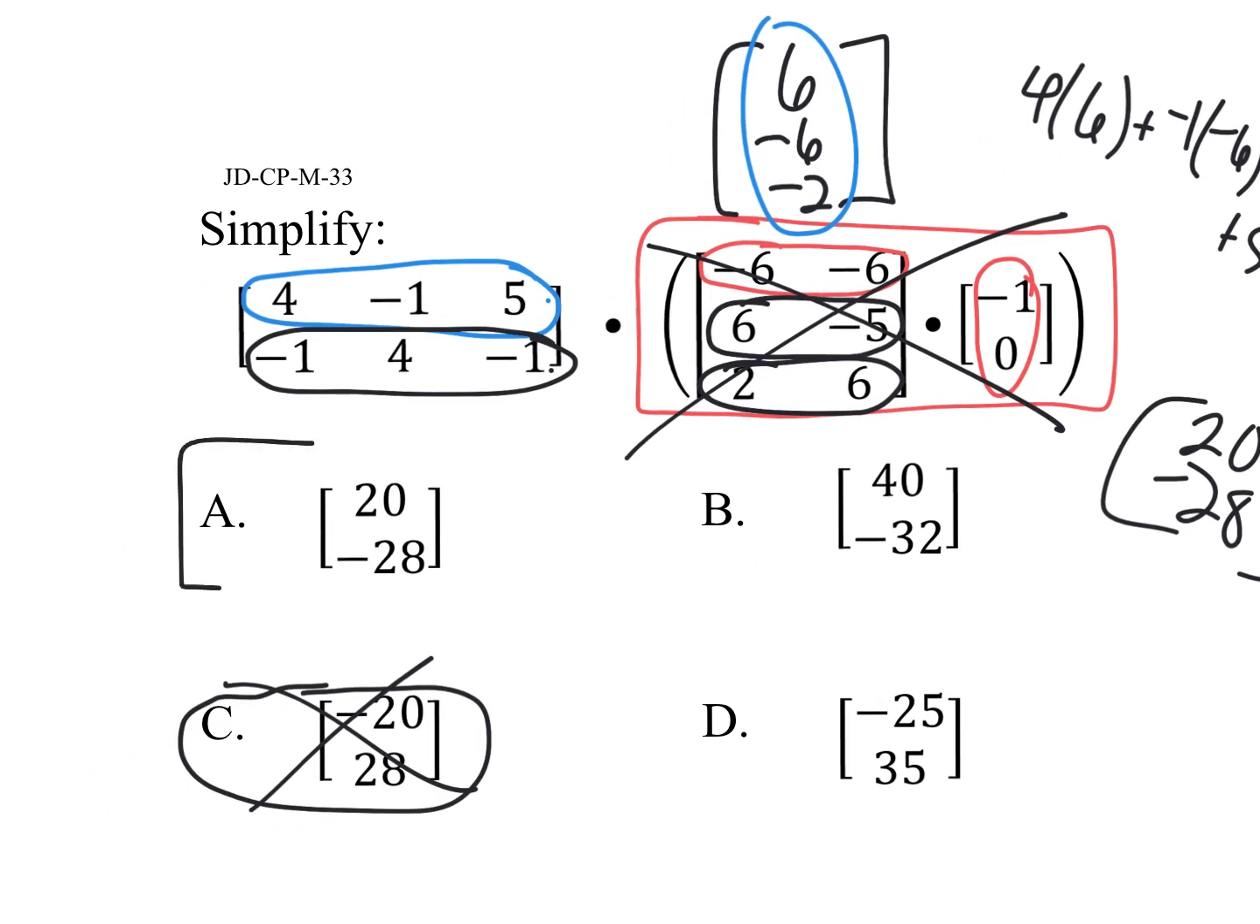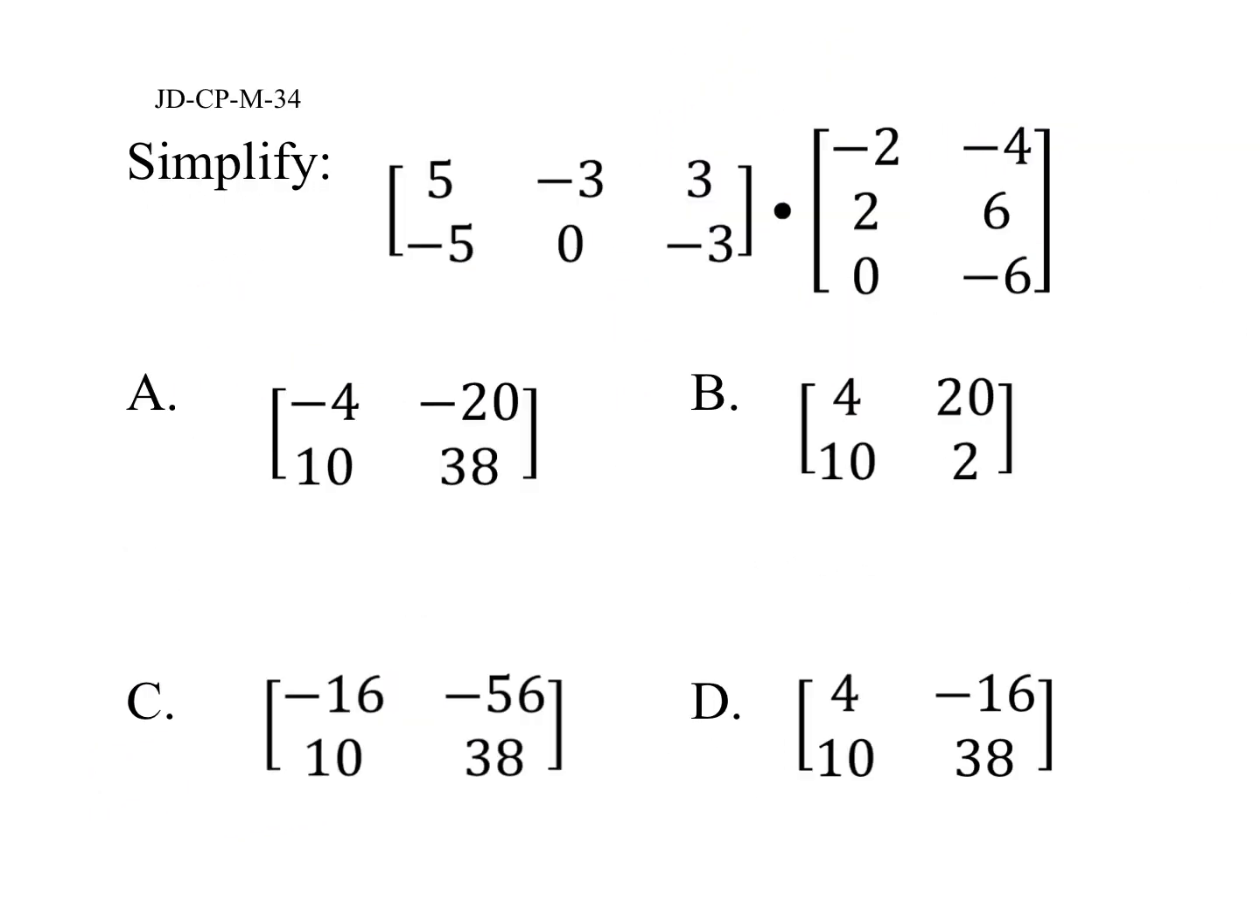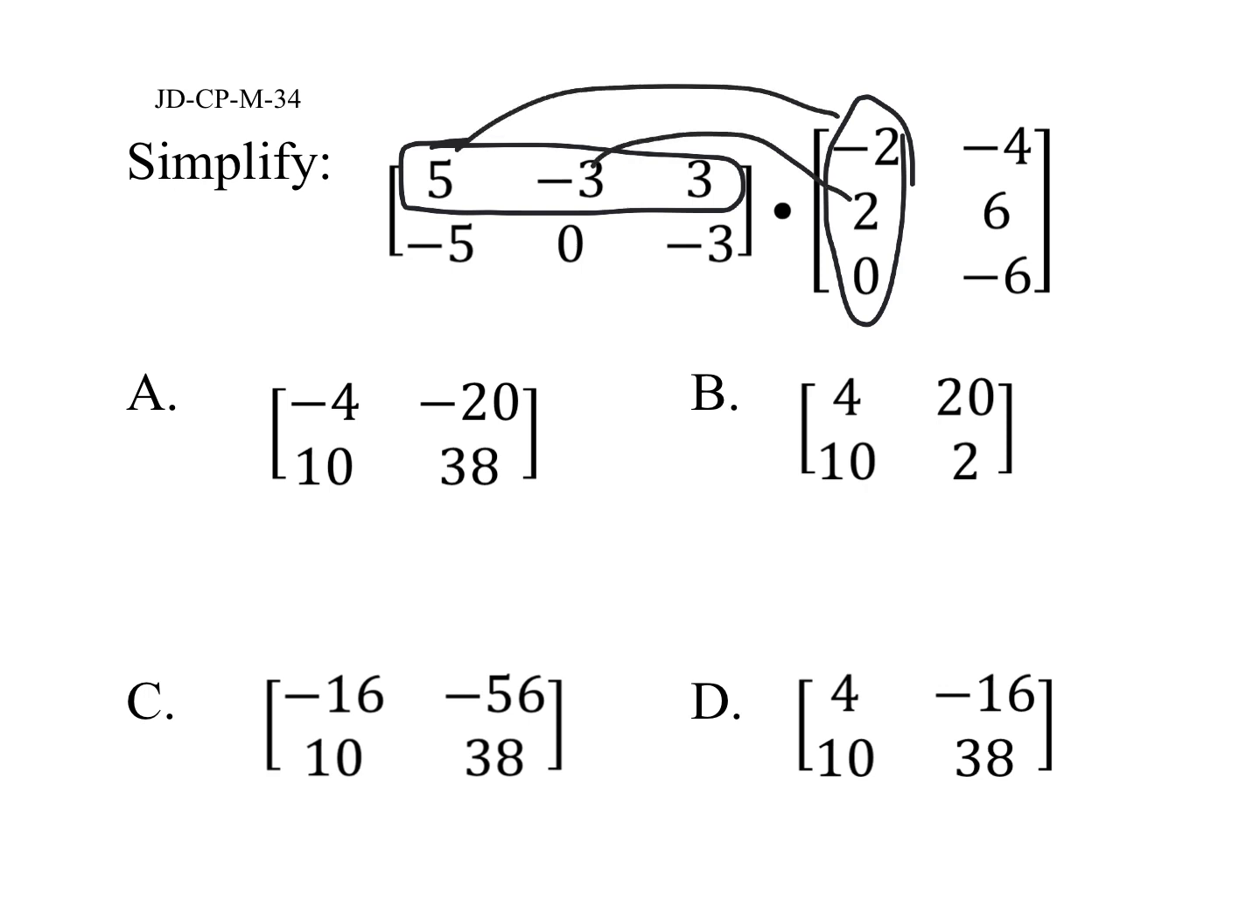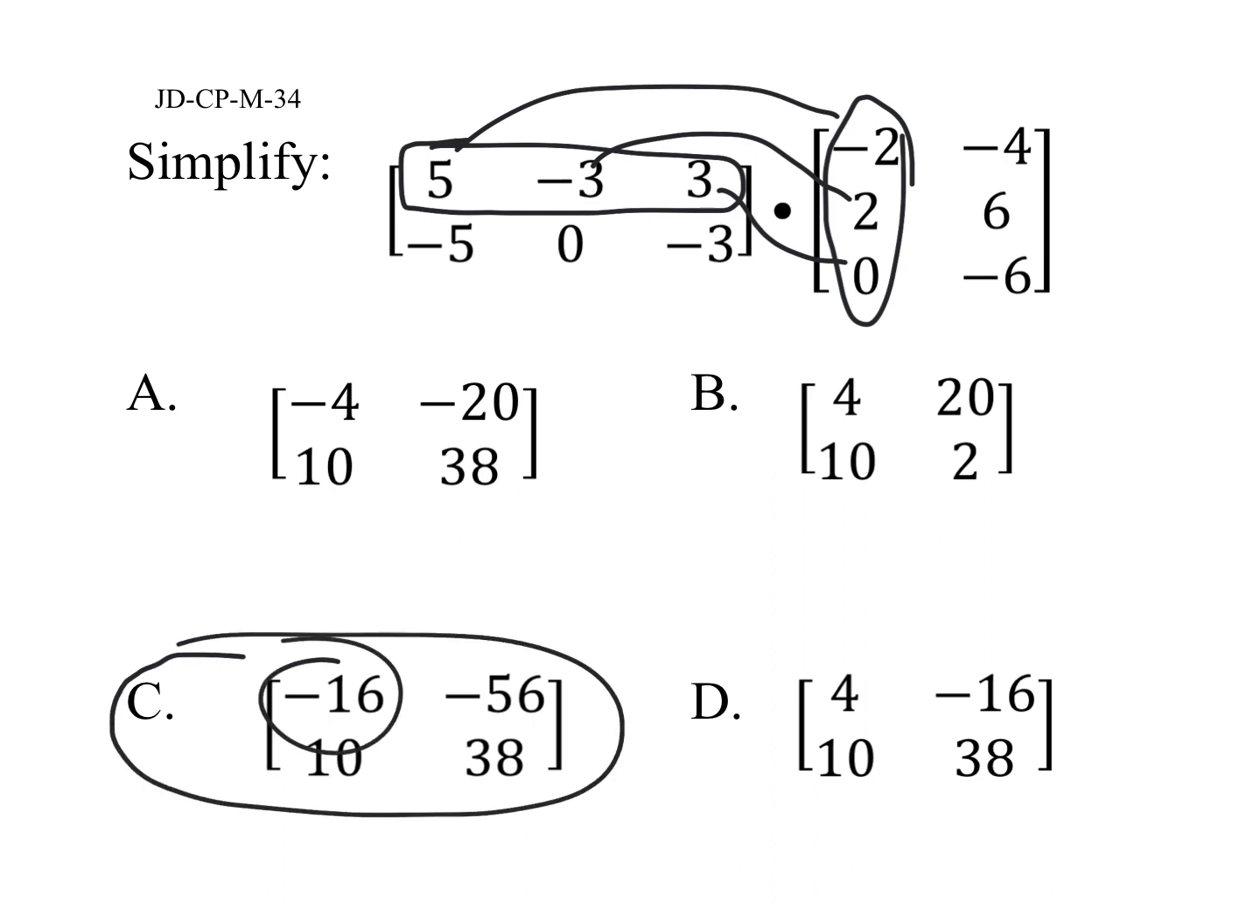How about 34? They want us to simplify this. So same idea we've been doing. And these would be really good problems for just splitting up. You multiply the first row, you multiply the second row, and figure it out from there. So 5 times negative 2 plus negative 3 times 2 plus 3 times 0 is going to be negative 16. Oh, and there we are, negative 16. This is the only one that has a negative 16 here.